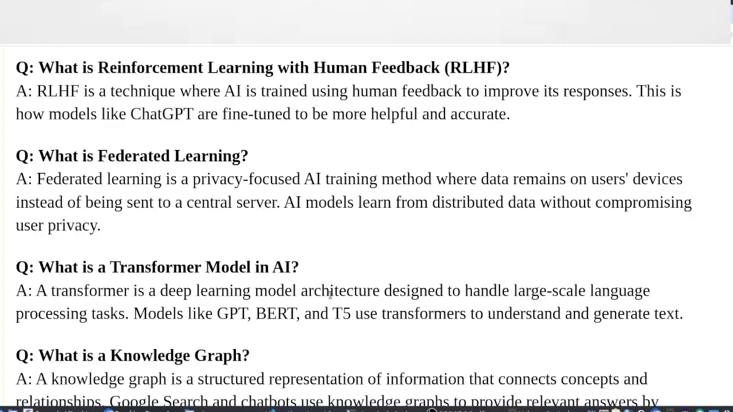What is federated learning? Federated learning is a privacy-focused AI training method where data remains on users' devices instead of being sent to a central server. AI models learn from distributed data without compromising user privacy. So it's like keeping the training data on the user's device itself. Instead of centralizing it, we are keeping a distributed system.